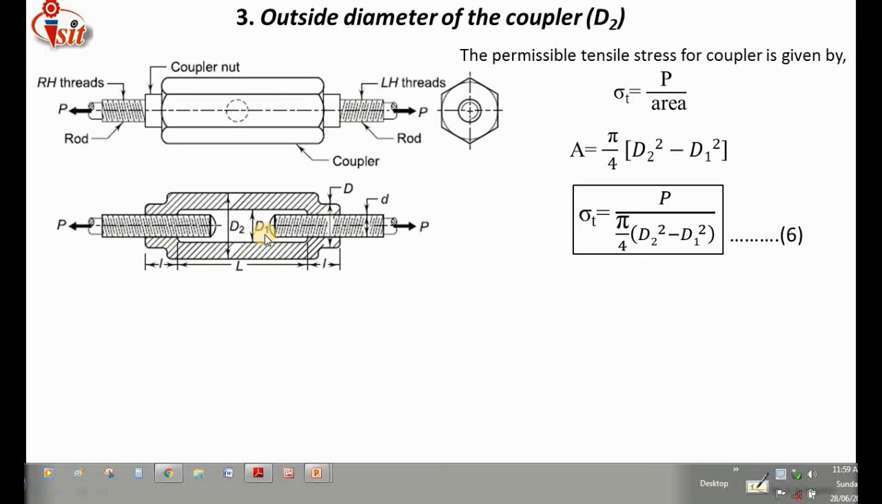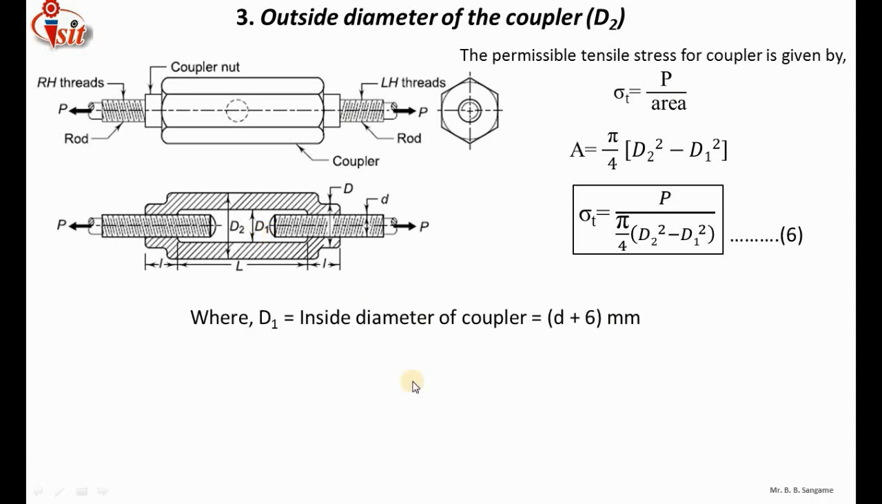It can be calculated by using the empirical relation. D1, that is the inside diameter of coupler, is equals to d, the nominal diameter of rod, plus 6 mm. So by using this equation we can calculate D1. Once we calculate D1, put the value of D1 in this equation, put the value of P, take the value of sigma t, which is the permissible stress in tension, and we can calculate D2. By rewriting this equation in terms of D2, we can calculate D2, that is the outer diameter of coupler.